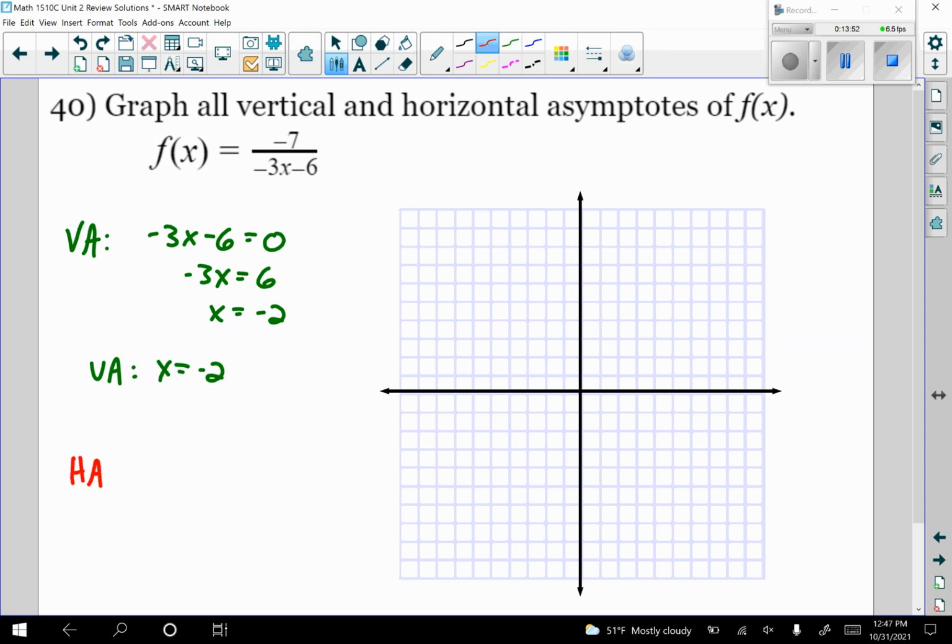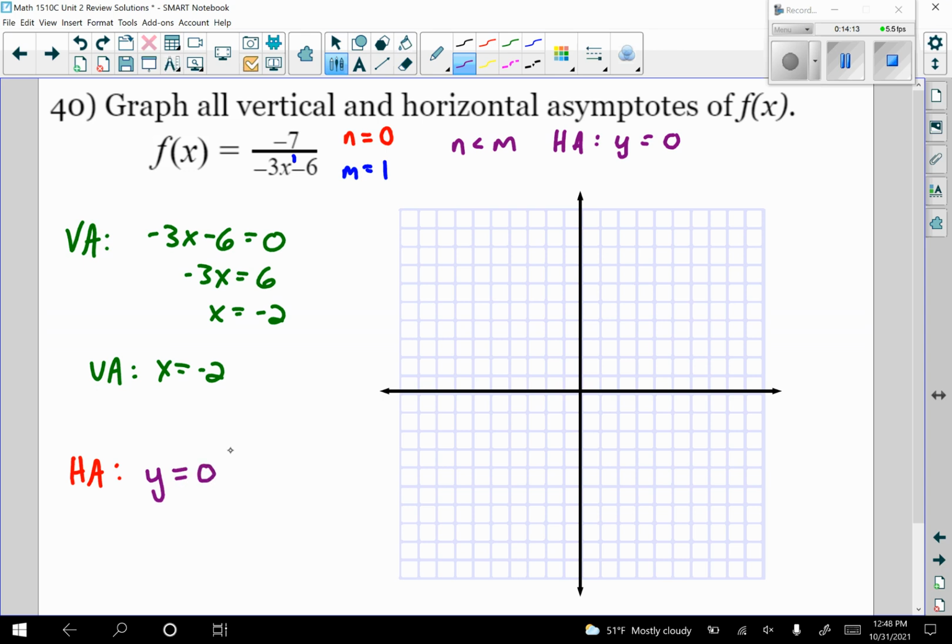For the horizontal asymptote, let's take a look. The degree of our numerator, we're going to say n is really equal to 0. There's no variable here. So the degree of our numerator is 0. The degree of our denominator is a 1. So in this case, n is less than m, which means we have a horizontal asymptote of y equals 0.